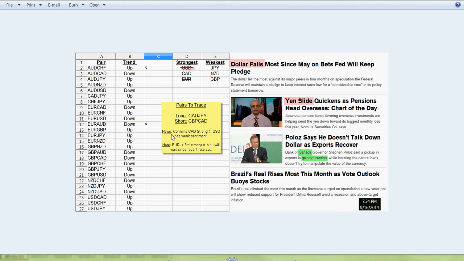Some updates to our sentiment. We had some positive news that we're going to check out a little bit later on the Canadian dollar, which is great for some of the positions that we were looking for. And we had some weak sentiment on the dollar, as there is some speculation that the Fed wants to keep rates the same for a while longer. Also, the yen is sliding, which confirms that the yen is our weakest pair. That's why we want to look for longs on the CAD yen.